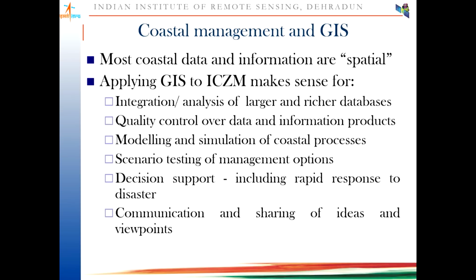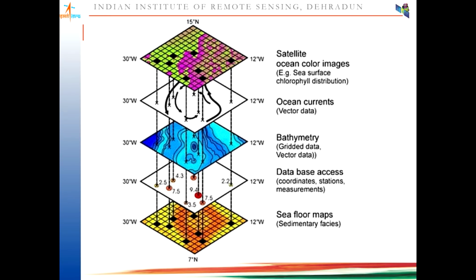Like decision support, including rapid response to disasters: if suddenly there is a cyclone, then what are the areas that will be suitable for a cyclone shelter, and from where can we reach the distressed places. All those are highly important, particularly during disaster time, and GIS can be of great help in those areas. You can see the various kinds of layers that are supposed to go in a GIS, like ocean color, which may be a raster layer.